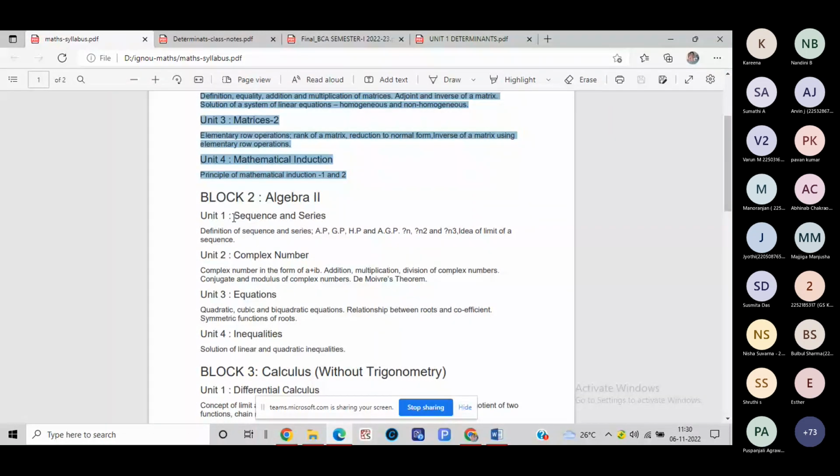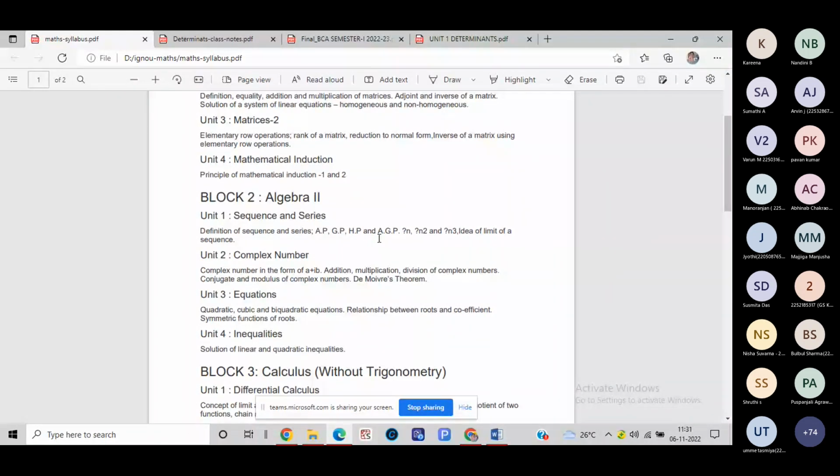We have 4 sequences which we call progressions. What is meant by AP? AP is called arithmetic progression. The second one is called GP. GP is called geometric progression. HP. HP is called harmonic progression. And we have AGP, arithmetic-geometric progression.